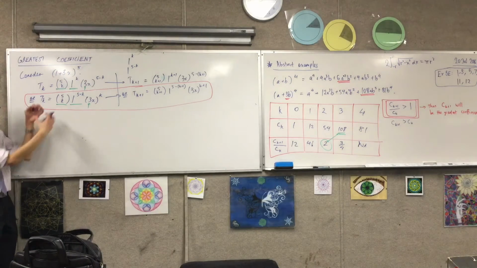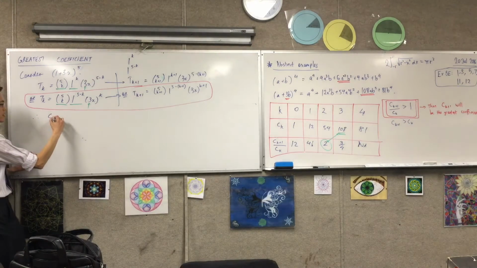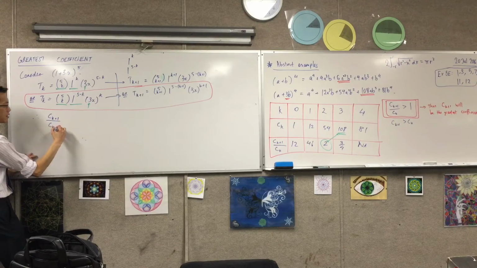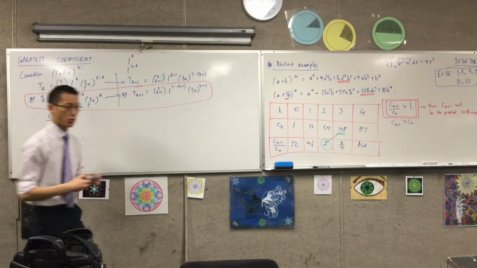What are the coefficients? Let me just pull these out, right? I'm going to say c_{k+1} on c_k. By the way, I'll just make a little note.